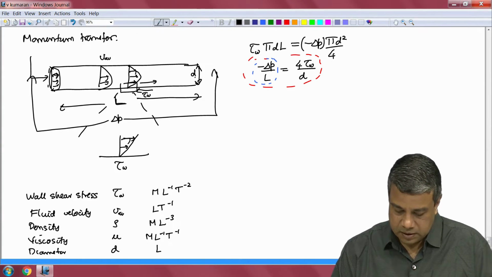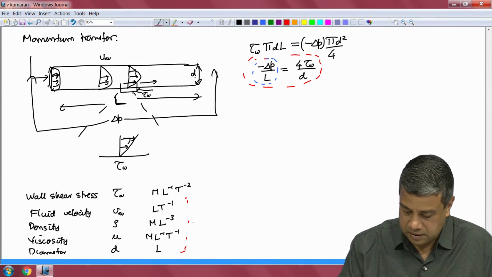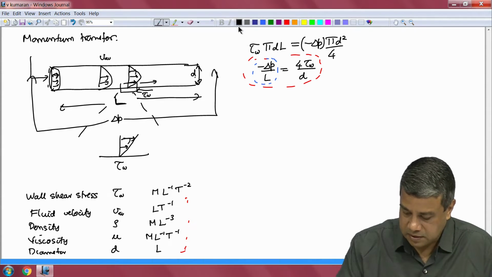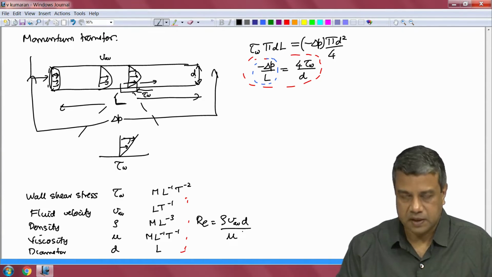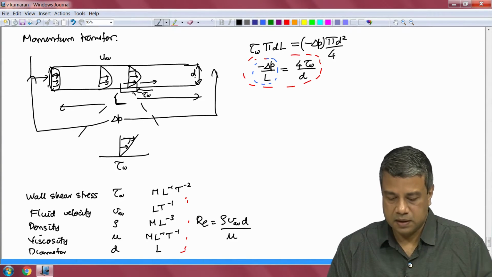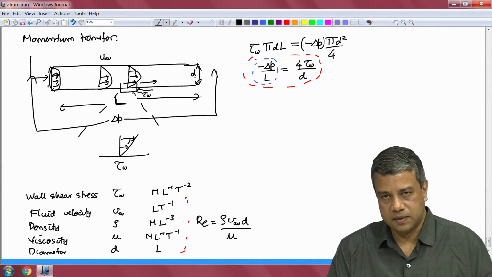So, the independent dimensionless group that we get is quite easy. From these we know that the independent dimensionless group is the Reynolds number. That is the independent dimensionless group. The dependent dimensionless group has to contain the wall shear stress and some other parameters.